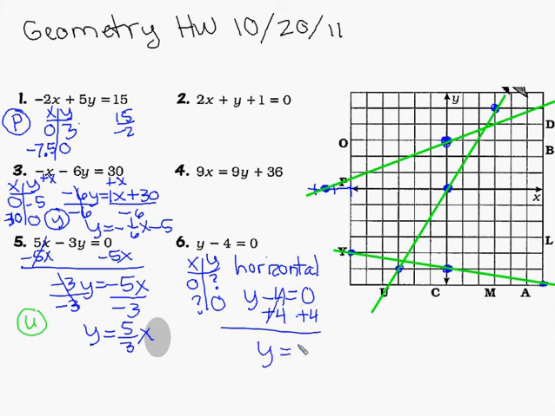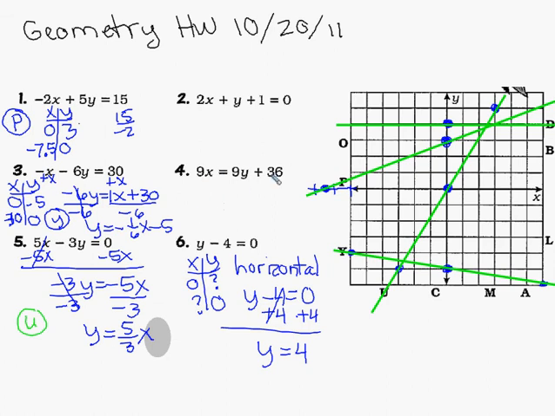Y equals 4, and this horizontal line is going to go through 4 on the y-axis, and then it's going to be horizontal. So let me graph 4 on the y-axis, and then I'm going to make a horizontal line through that point. Okay, so that's the other time when the table won't work. Does it work every other time? Yeah, pretty much, other than these special cases.